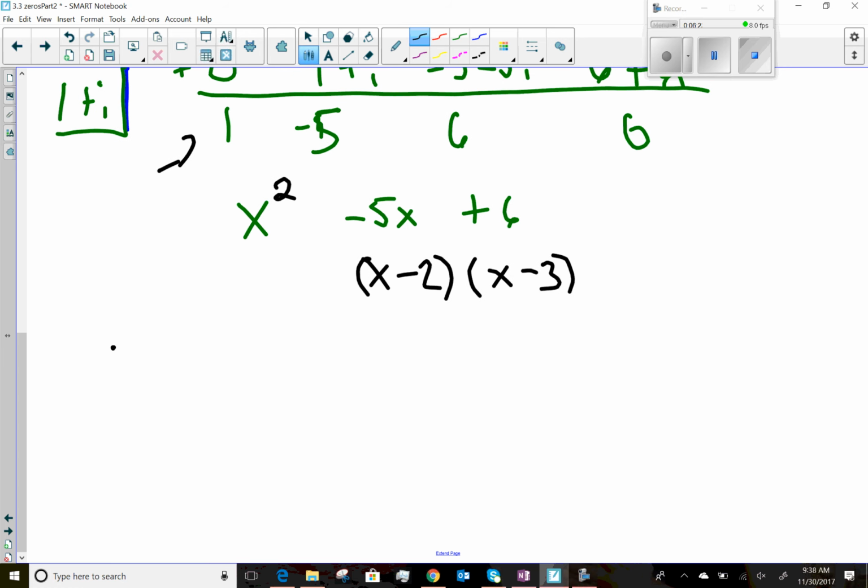So we have 0 so far. Our zeros are 1 minus i, and then we have its conjugate 1 plus i, and then we have 2, because 2 minus 2 would be 0, and then we have 3, because 3 minus 3 would be 0. So those are all our answers there.